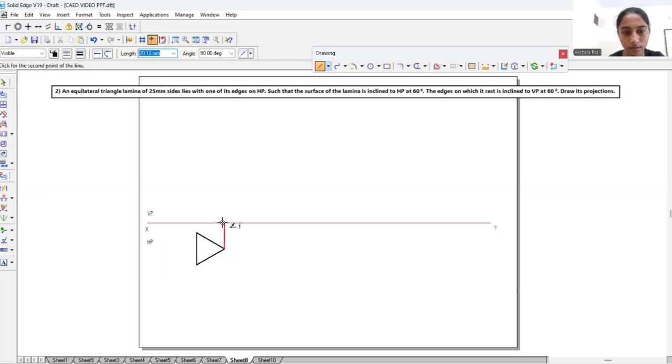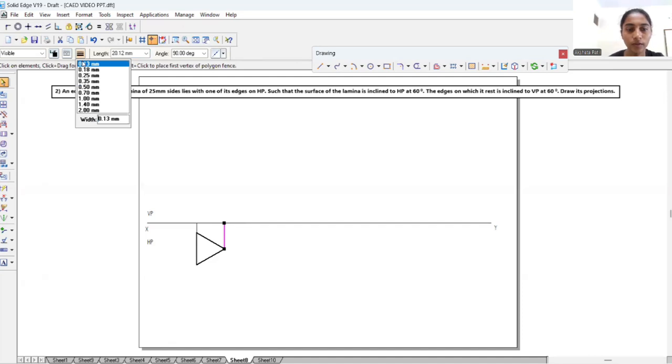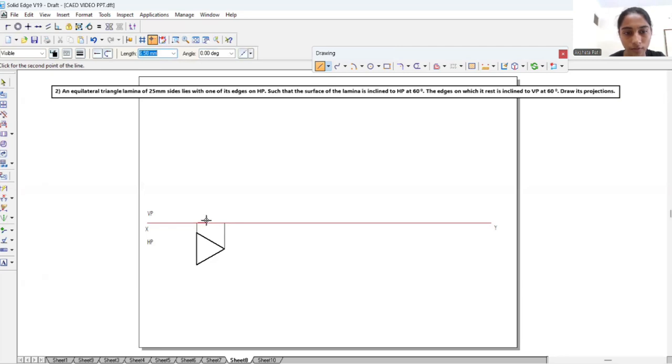We will extend this side up to the XY line. Again, we will extend this side up to the XY line to get the front view. Its thickness is 0.13 mm. So this is the front view. We will darken this line, meaning of thickness 0.50 mm.